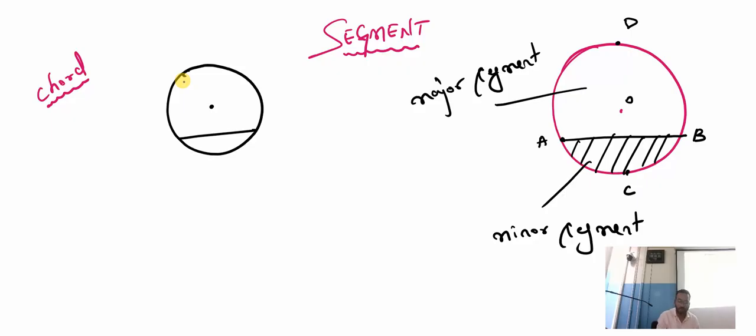Now, what will I do? First, I am going to join from here to here. Let me say this is OA. OA is the radius, and I have taken AB as the chord. Again, I am going to join OB also. Understood? Here, what have I done? I have joined OA. I have joined OB.